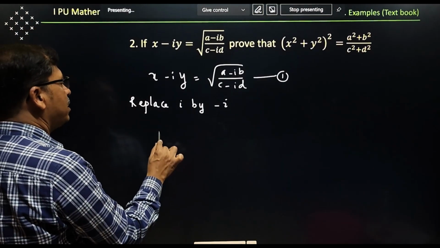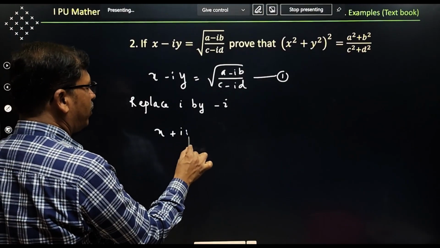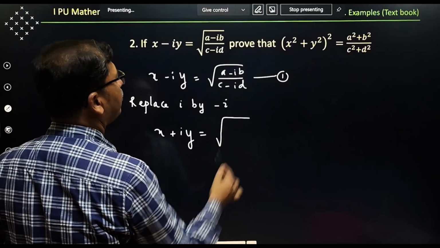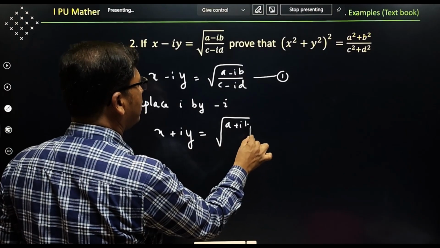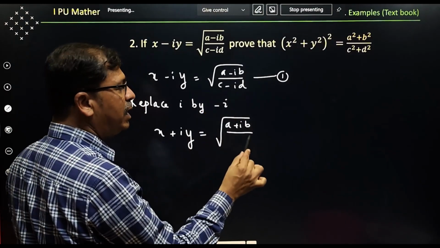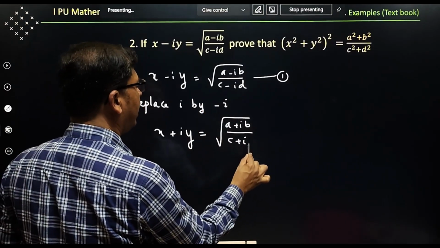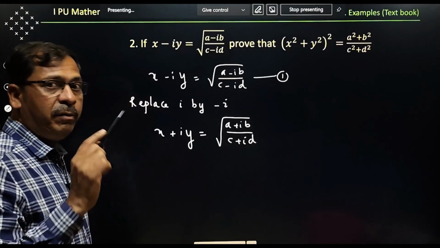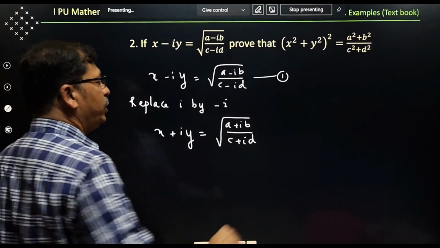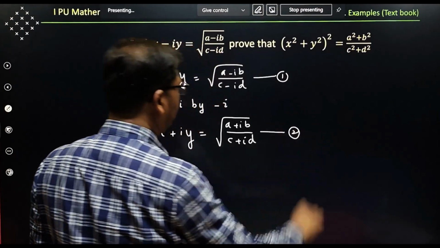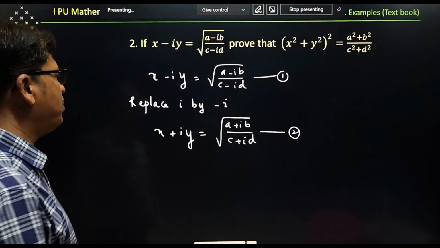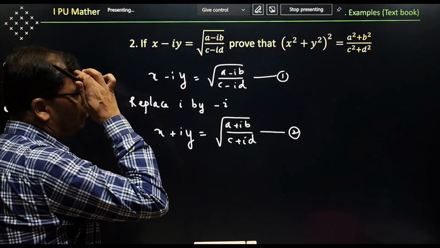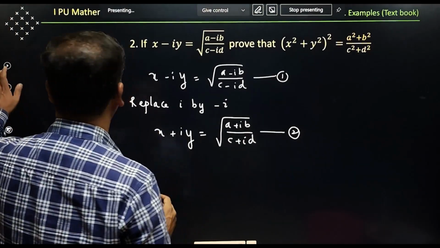If I replace i by minus i, it becomes x plus iy. This is equal to root of a minus ib becomes a plus ib, c minus id becomes c plus id. After replacing i by minus i, this is what changes. You call this equation number 2. Consider this as equation number 2. Just multiply these two as before. Multiply these two.